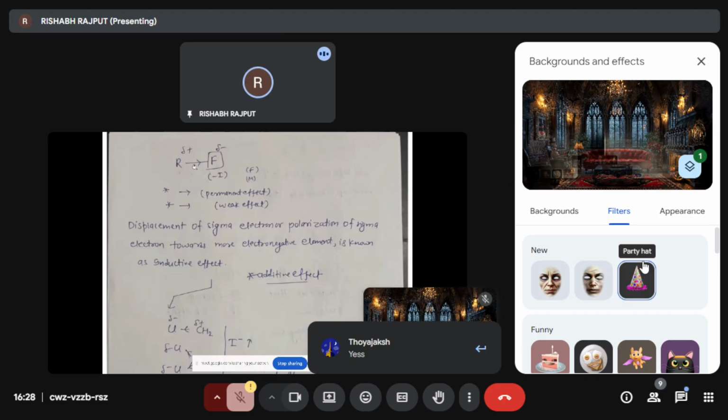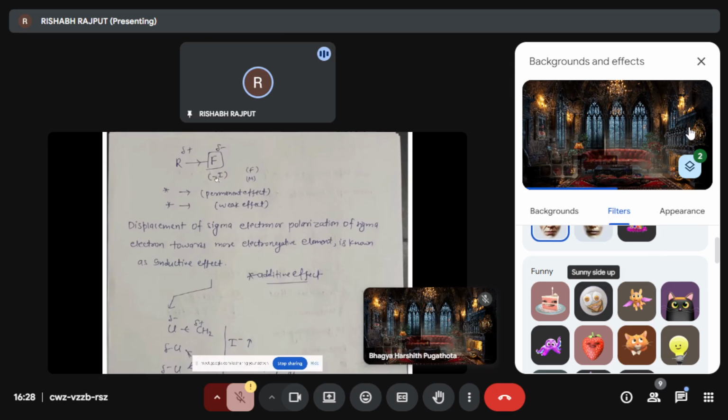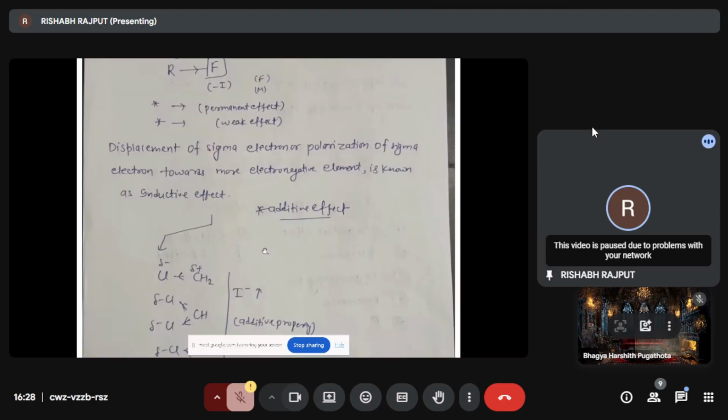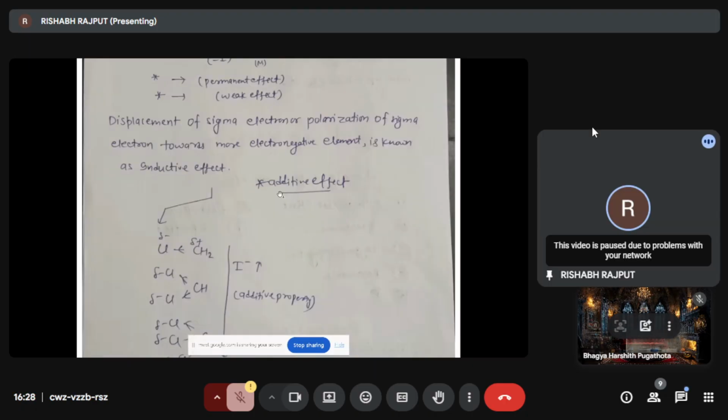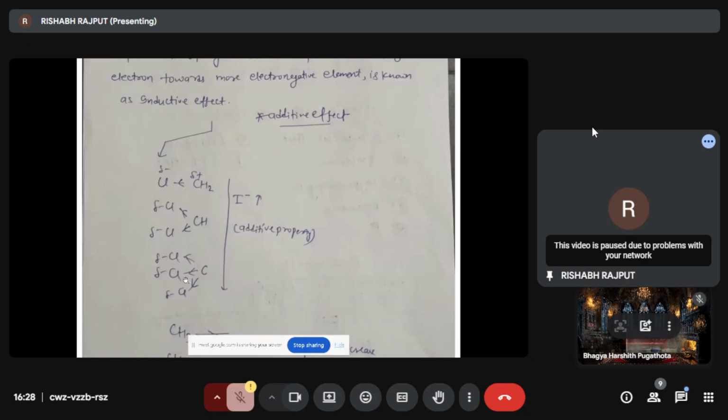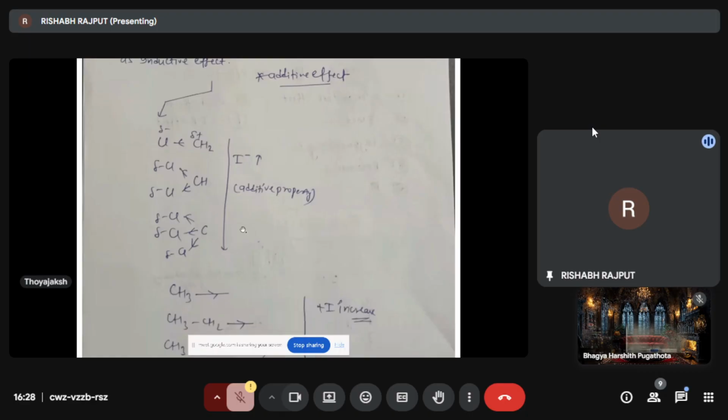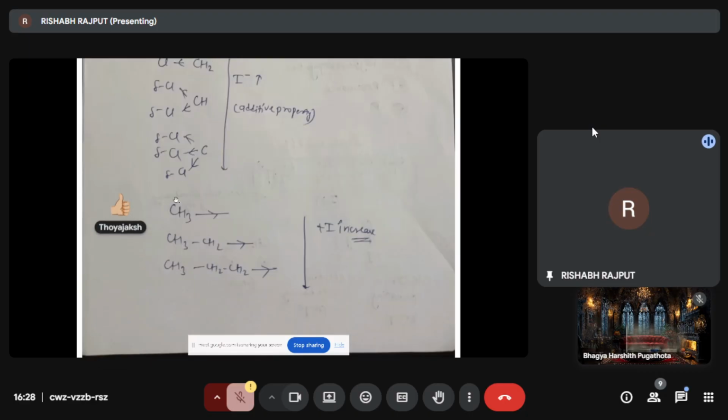Alkyl group combined to fluorine. Fluorine has more electronegativity. That is why it will show the minus I effect more. Okay, that is why minus I is there. Is there a plus I effect is there. Okay, and inductive effect is always a permanent effect and is a weak effect also. Okay, and is also an additive effect. Why? Because if you are increasing the electronegativity so much, that is why we call it the additive property. Okay, if you see here, if I increase the methyl group, if I increase the alkyl group, that means plus I effect also increases.